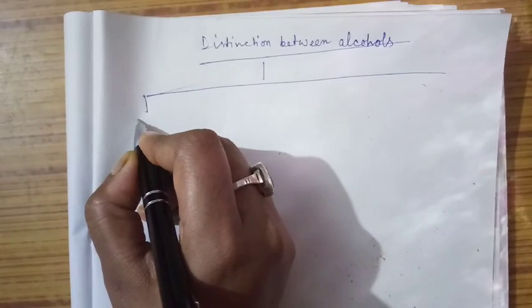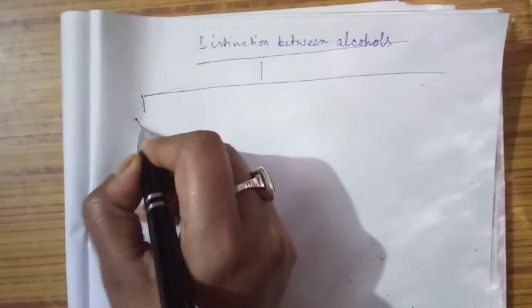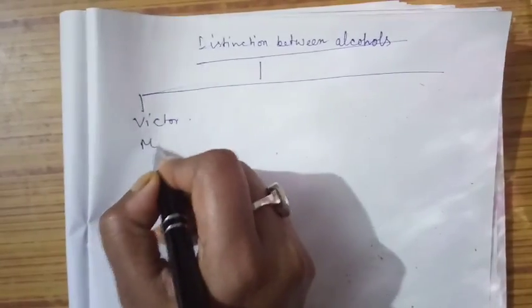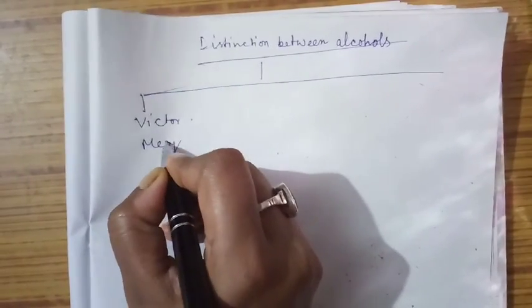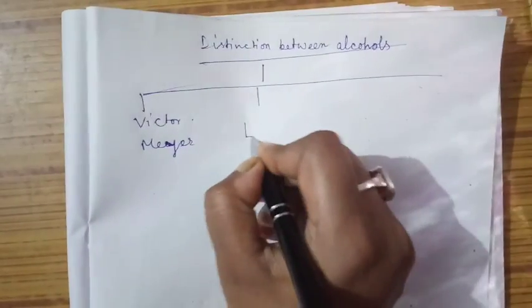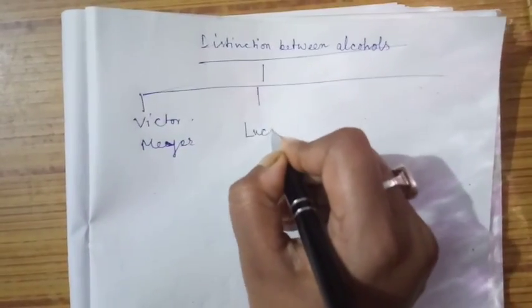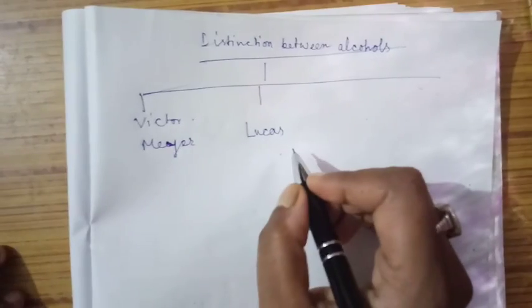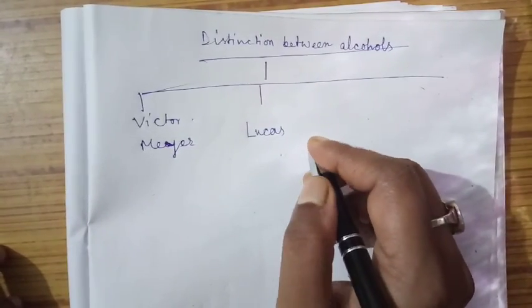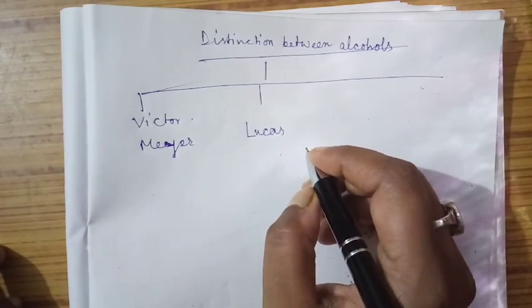Okay, 3 tests we will show today. Number 1 is the Victor Meyer test. Second is the Lucas test. These are all observable tests. You can apply the heated copper test also for distinguishing these 3 alcohols.